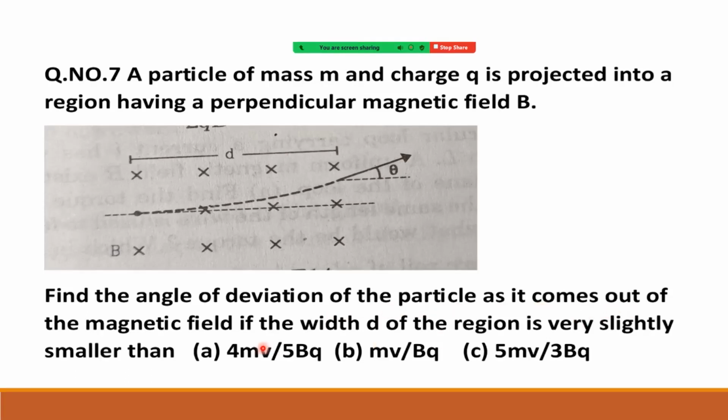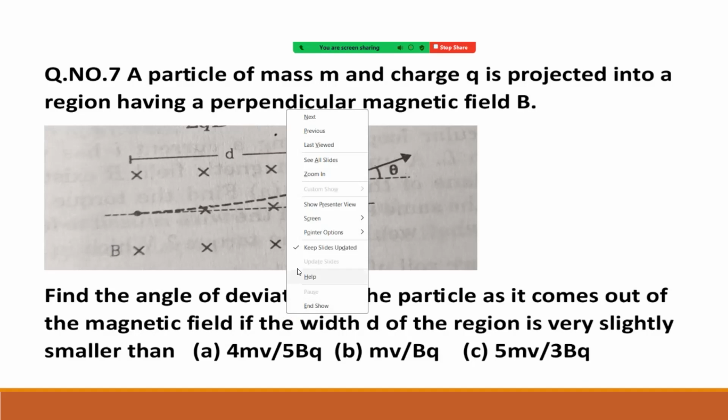Find the angle of deviation of the particle as it comes out of the magnetic field if the width d of the region is very slightly smaller than 4 mv by 5 B q. You can see here mv by Bq, that is the radius of the circle, right? It is now 4r by 5. This is slightly less than r. This is r, right? mv by Bq. Slightly smaller than r. This is 4 by 5 times the radius. Let us see how to calculate.